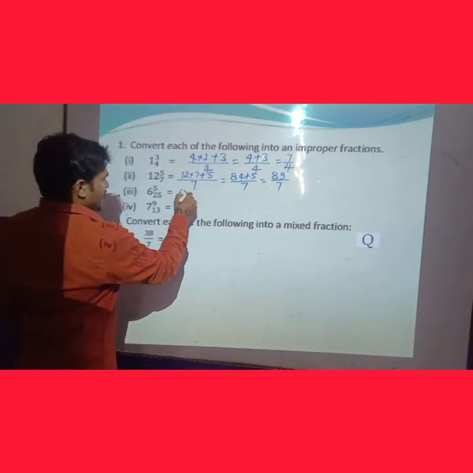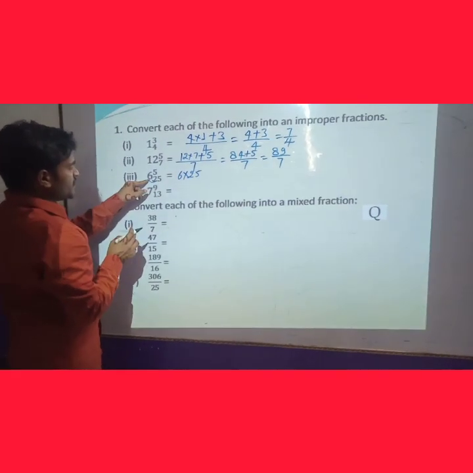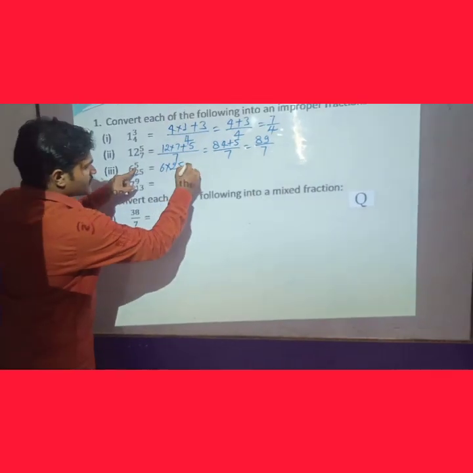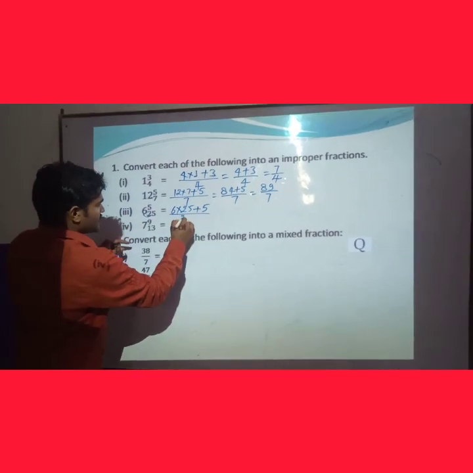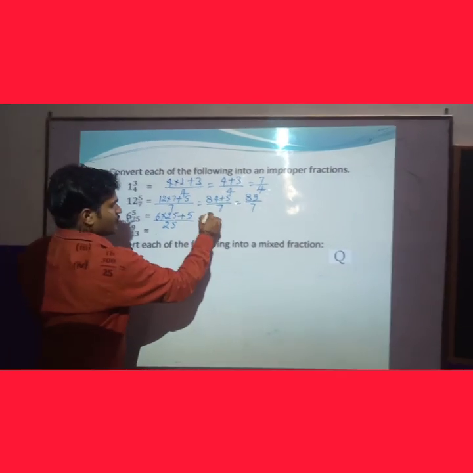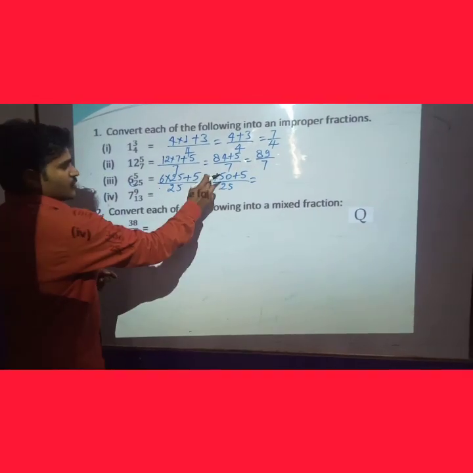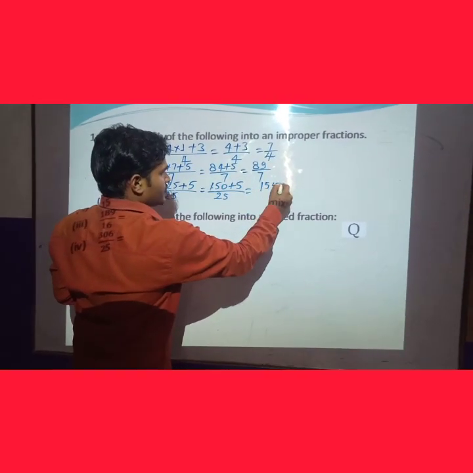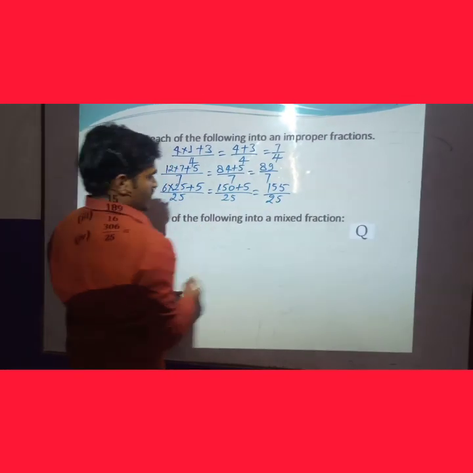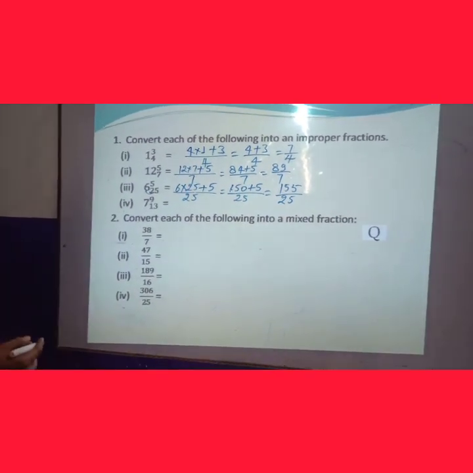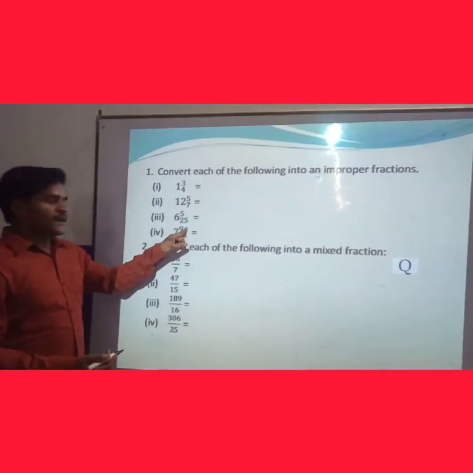It means 6 multiplied with 25. Denominator multiplied with the natural number, and add the numerator. So plus 5 upon the denominator, 25. 6 25s are 150, plus 5 upon 25, that is 155 upon 25. So 155 upon 25 is also an improper fraction.